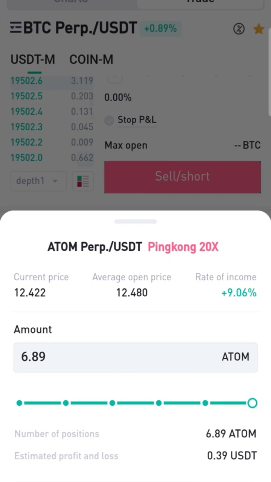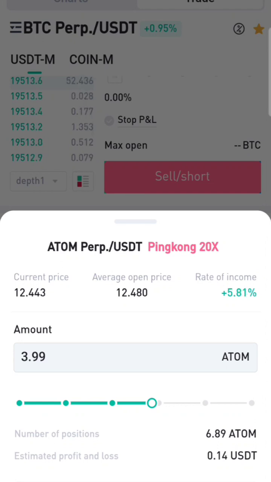Now the estimated profit and loss is 0.39 USDT, but I want to cut 0.2. I want to take 0.20. So see here, I want you to focus here because the price is fluctuating. This is the profit I want to take out from this trade now, so that I can leave the trade to continue running.